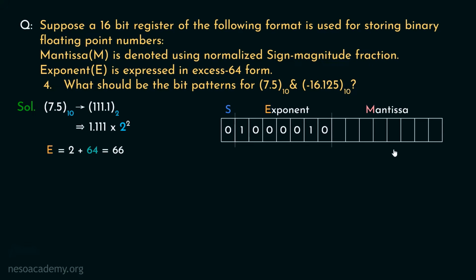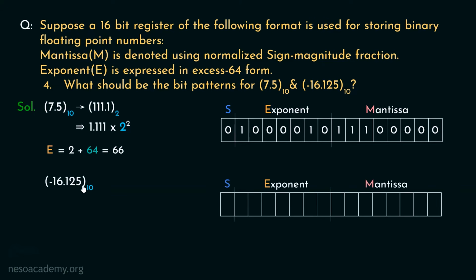Now can you guess the mantissa part? Observe, after the radix point we have 3 ones. So we will simply place that. Now coming to the rest of the cells, we already know we can fill it up with zeros. So this is going to be the pattern in this 16-bit register, which will represent the value positive 7.5 of decimal. Let's now figure out the pattern for minus 16.125.